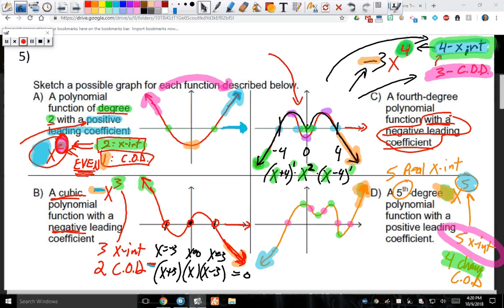Okay, yes, there are more variations of the possible graphs, but the big key points are what were highlighted: is it a negative or positive coefficient, how many changes of direction it would have, and that held true no matter what. If there were even or odd powers, okay, and then last but not least, what variations could exist with real or non-real x-intercepts.